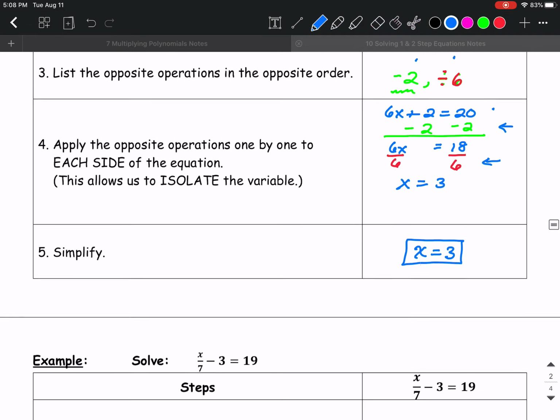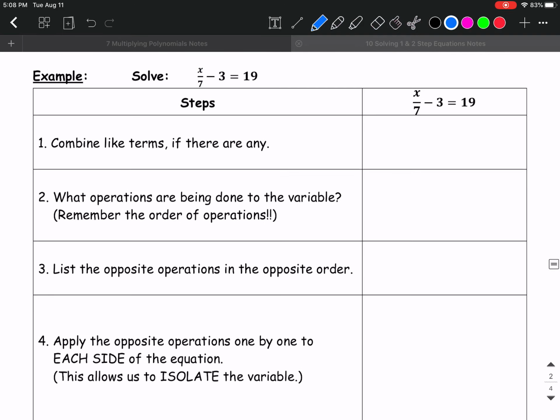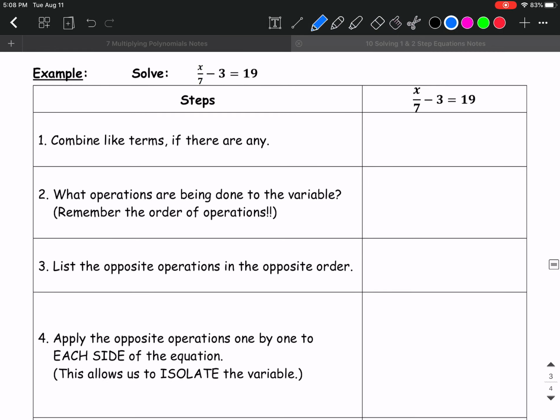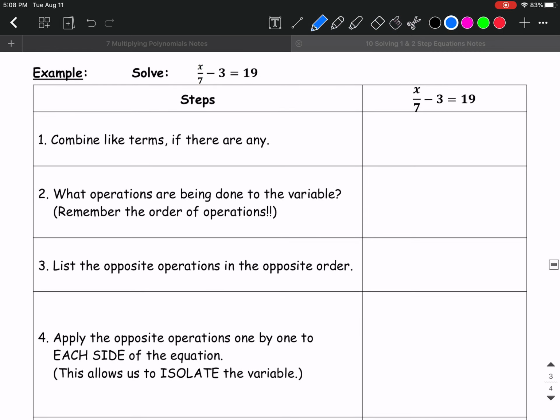Let's try another one. So here's one. We're going to solve x divided by 7 minus 3 equals 19. So the first step is to combine like terms. Notice it says if there are any, and guess what? There are none in this problem, so we don't have to do this first step. Okay, now what are the operations that are being done? If I was going to plug a number in for x, what would I do to it? First thing is I would divide by 7. Then it would be subtract the 3. So now we're going to do the opposite operations in the opposite order.